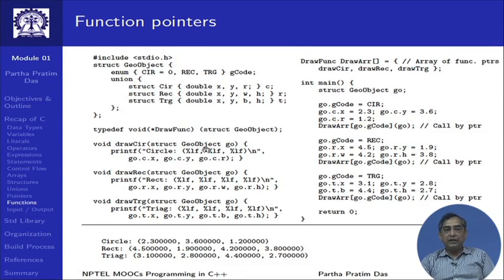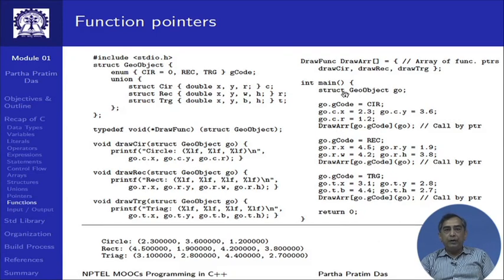Now, each one of them takes the same structure, geo object. For example, if we look into draw circle, it takes the geo object, and in the geo object it will be able to find out that it indeed is a circle if it checks the G code, and it will print all these values. Here, in the real draw function, the print will not be there; there will be graphics function calls to actually draw the circle, but just to illustrate the point I am showing it here through print. So, these are the 3 different functions which can draw the 3 different types of geometric objects that exist.